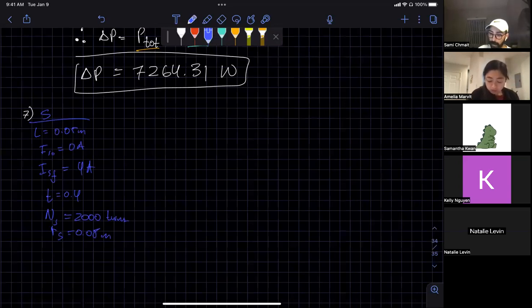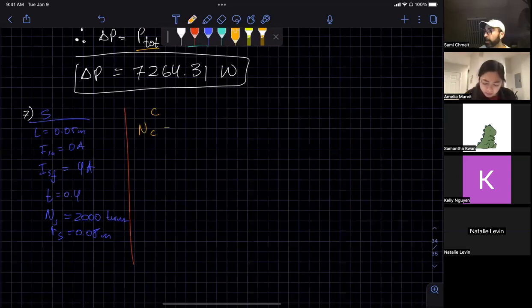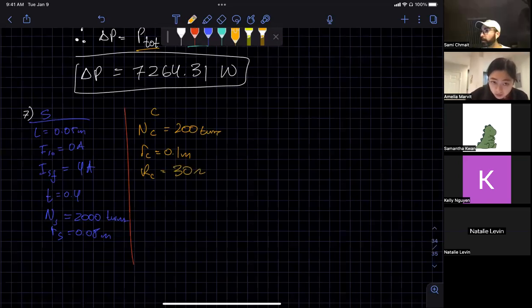And then we also have the coil, call it C. You know, the turns of the coil, it's 200. We know the radius. We know the resistance. And what we're looking for is the induced current through the coil. So I'm going to say IC is our unknown.